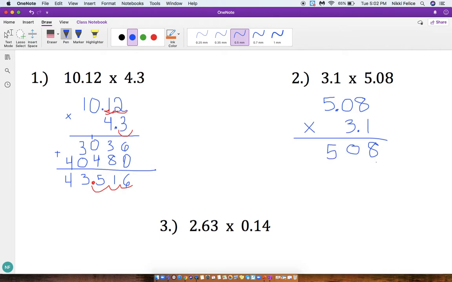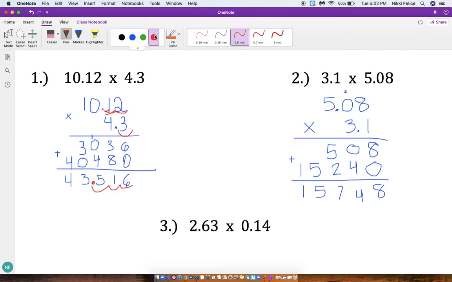Then first we add our placeholder 0 down here, and now we can multiply by 3. 3 times 8 is 24, so the 4 goes down and the 2 comes up top. 3 times 0 is 0, plus 2 is 2. 3 times 5 is 15. We can add these together. We have 8, 4, 7, 5, and 1.